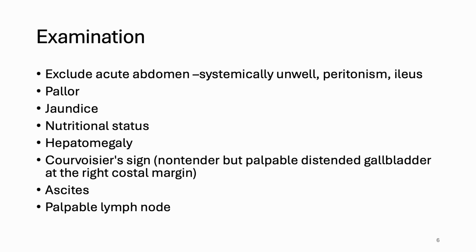After having satisfied that the patient does not have an acute abdomen, you can look for pallor, jaundice, and look for nutritional status, specifically malabsorption in cachexic patients, hepatomegaly, Courvoisier sign, which is a non-tender but palpable distended gallbladder at the right costal margin. Look for ascites and look for palpable lymph nodes.